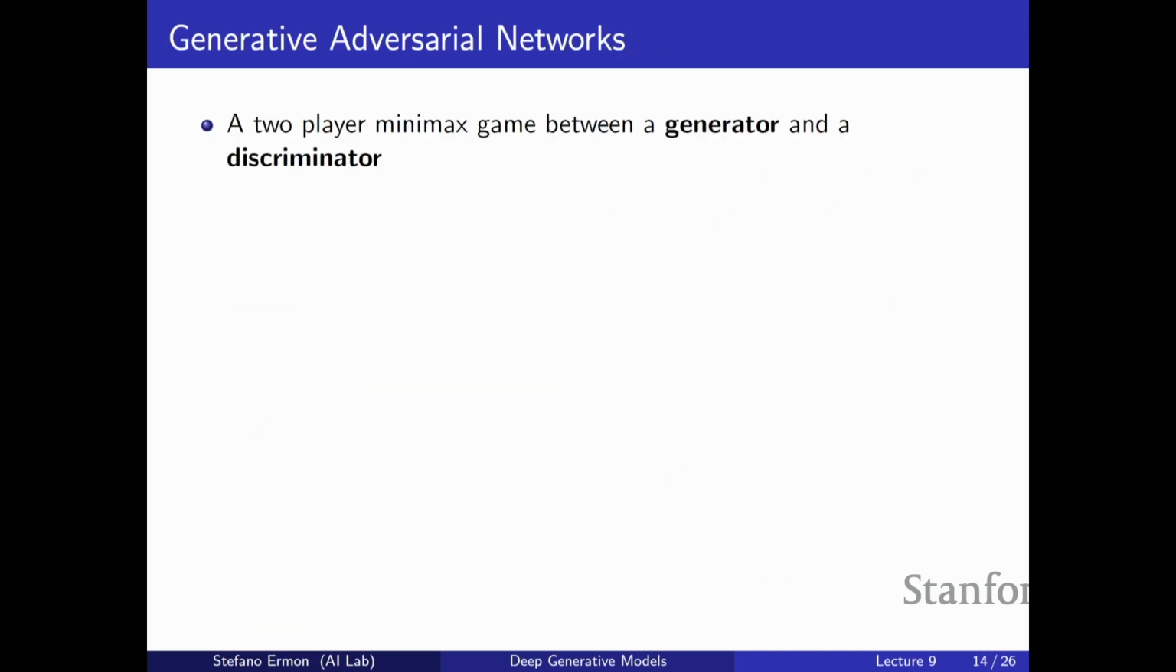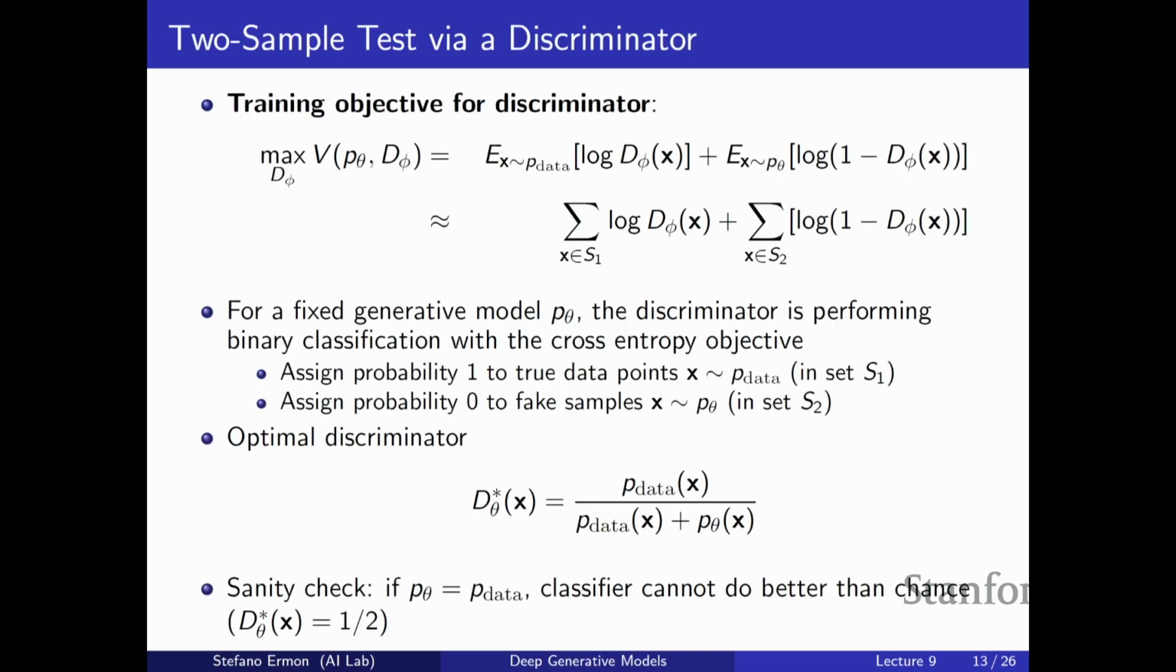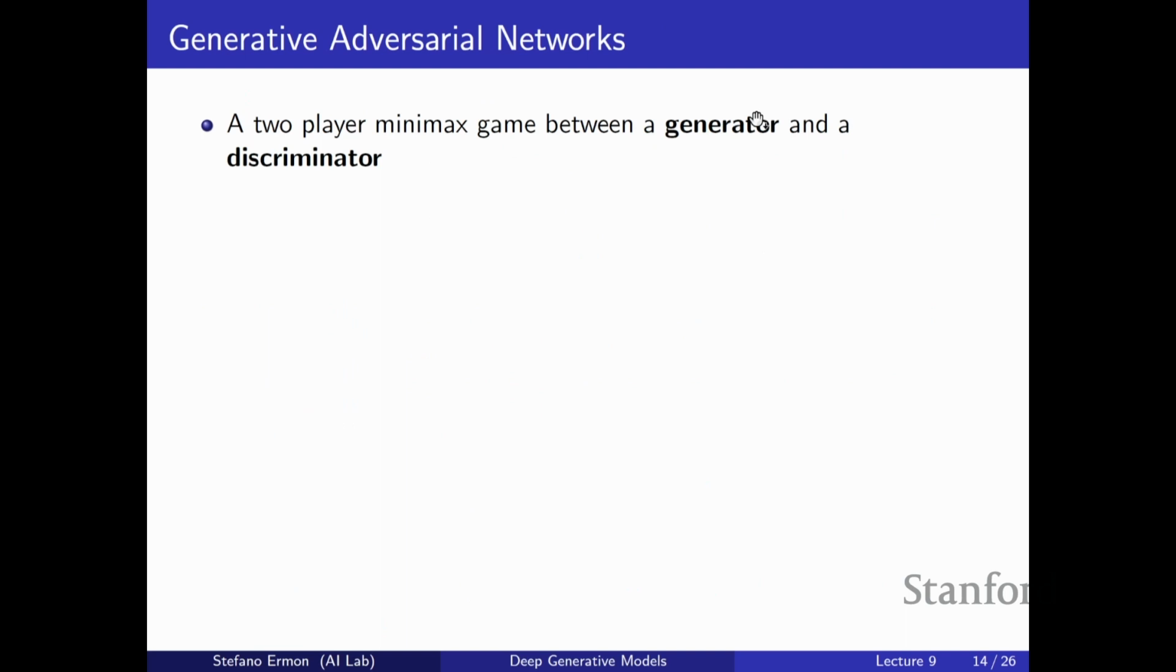Okay, so now how do we get to the next step? Now that we've decided that that's going to be our notion of how we compare how similar p data is to p theta, we can define a learning objective where we try to optimize p theta to basically fool the discriminator. And so it's going to be a kind of game.